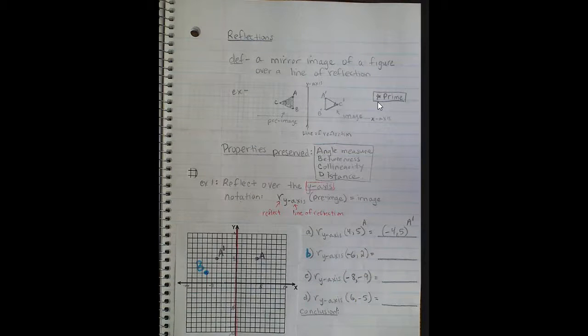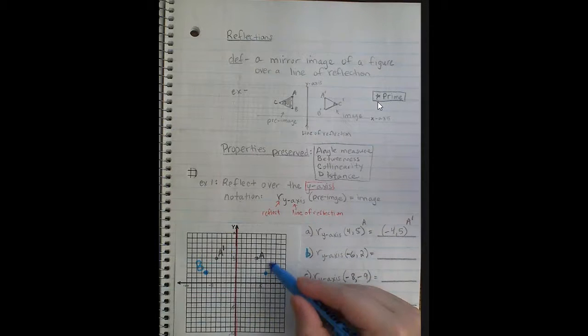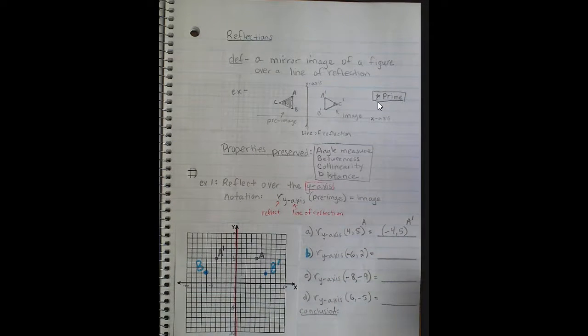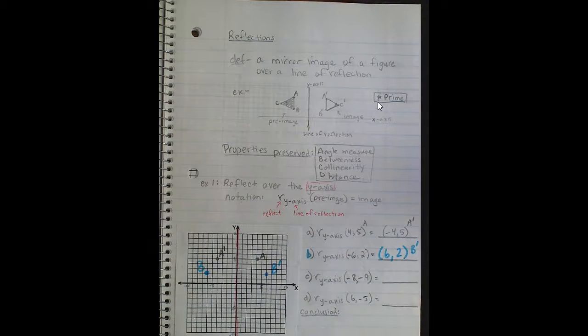Just like I reflected A to A prime, I'm going to use the same method. So B is 6 units to the left of the y-axis, so I'm going to count 6 units to the right of my y-axis. Label that B prime. And the coordinates for B prime are (6, 2). Go ahead and try parts C and D. Then resume the video and see if you got them right.